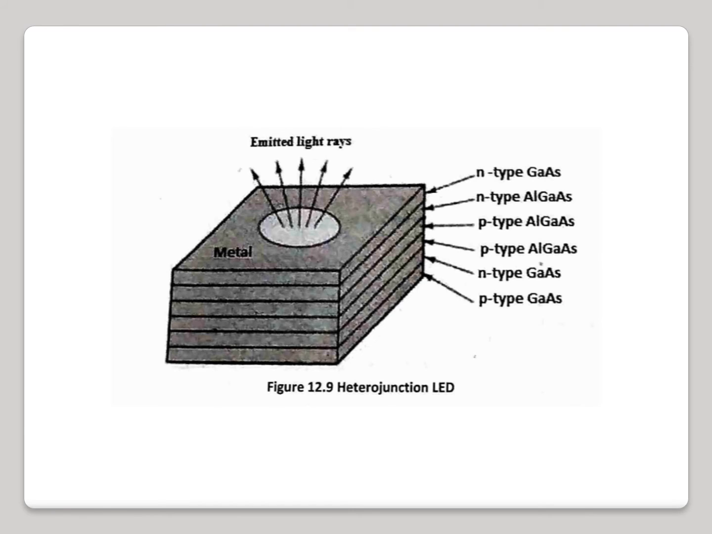Next is heterojunction LED. In heterojunction LED, we are using different types of atoms. One set of atoms is used for p-type material and another set of atoms is used for n-type material. It has a layered architecture as shown in the figure. So the junction is produced by sandwiching different n regions and p regions as shown in the figure, and we can make surface emitting LED as well as edge emitting LED.